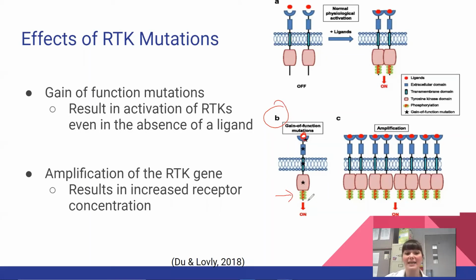Another thing that could happen is amplification of an RTK gene, which would cause there to be more RTKs than there should be. And that increased receptor concentration could potentially be activated more than it should be. So you get the same result there. You get more expression of that gene downstream than you should.